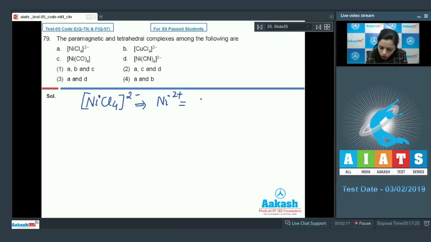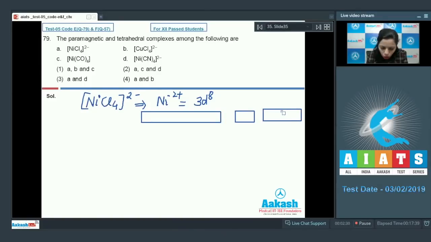So its configuration would be 3d8. This is valence electronic configuration, and it can be represented with the help of drawing the orbitals available for hybridization. Here are 8 electrons which are present in Ni2+, this way. Now it means there are total 2 electrons which are unpaired.